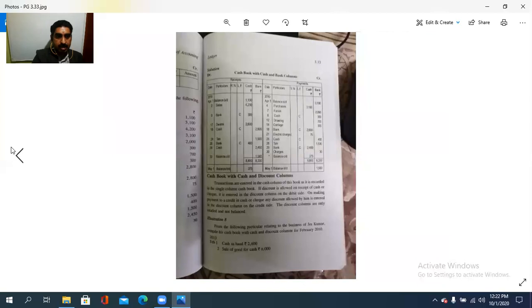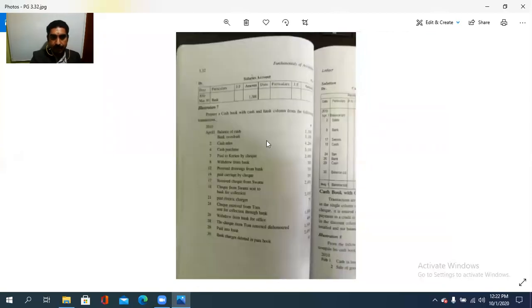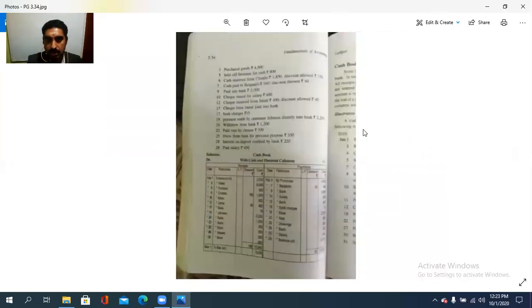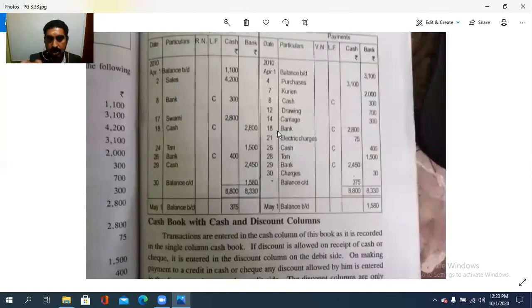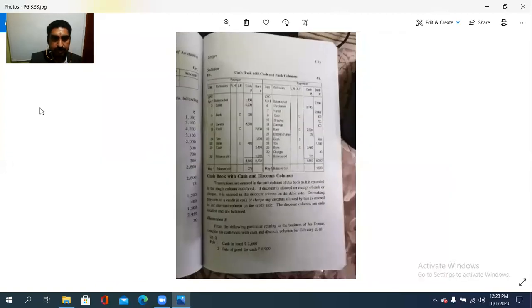Then credit side. Next is paid to courier by check. Entry is what? Courier debtor to bank, isn't it? So in the bank column credit side, by courier. So how much is the amount? 2,000. Look, courier 2,000.